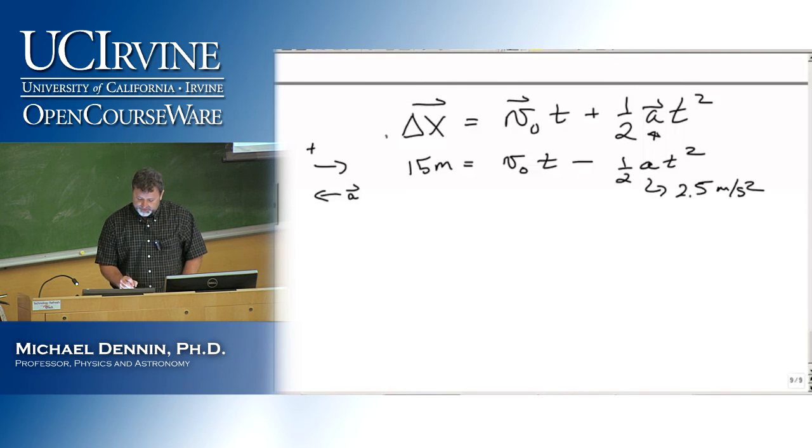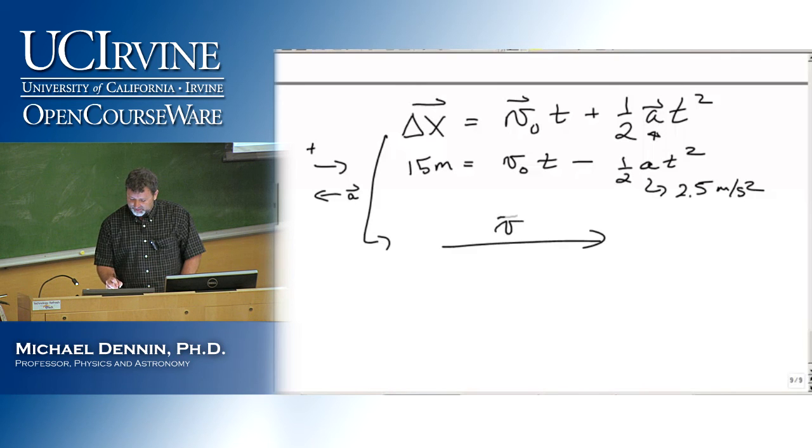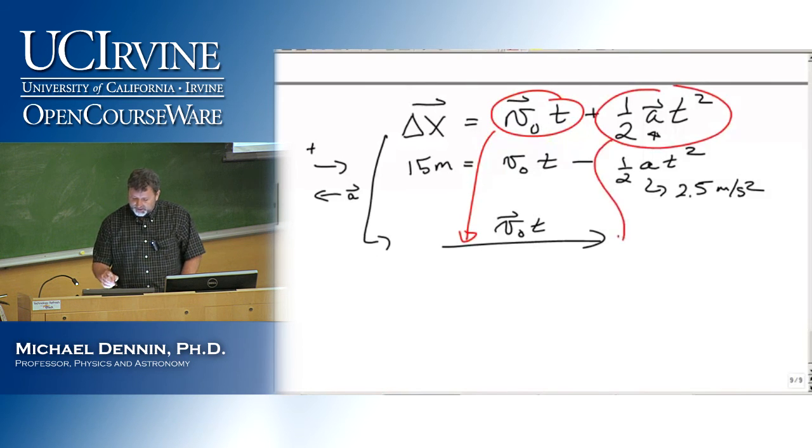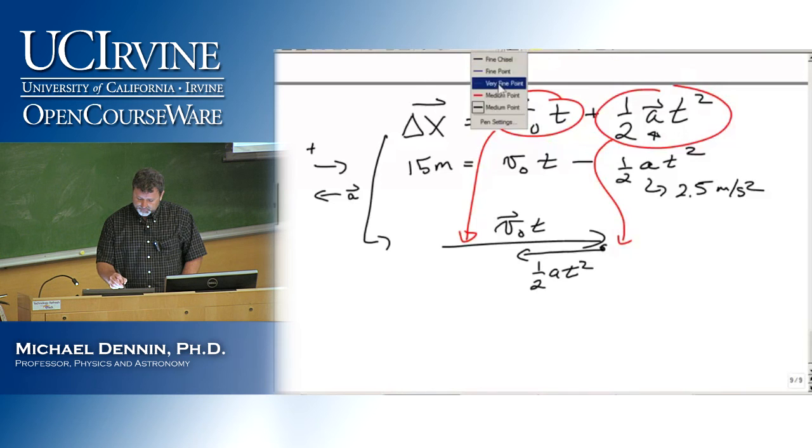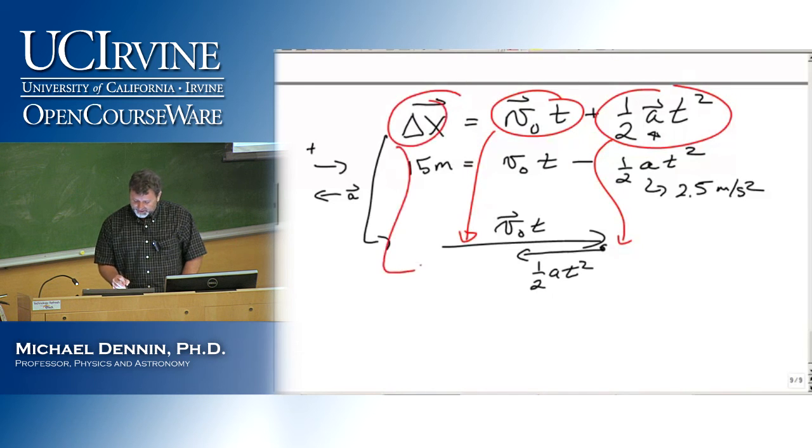I will also use this to draw my pictures. I know that it's v naught t, that's this vector, plus this vector, but this vector was going in the opposite direction, so it's some 1/2 at squared. And these two together equal the third vector, delta x.